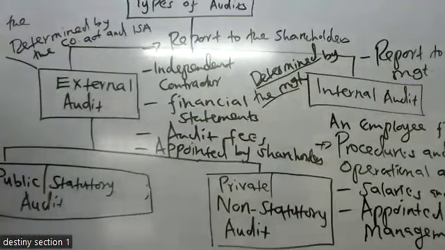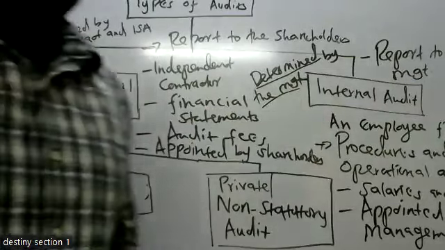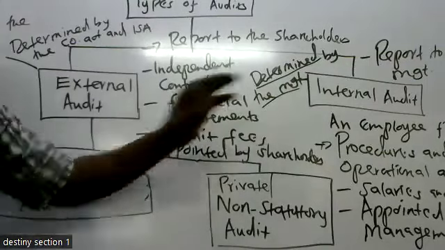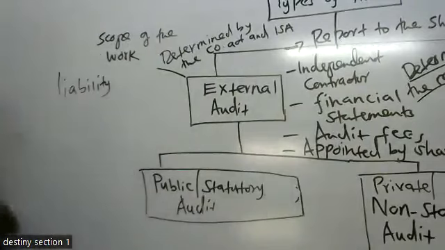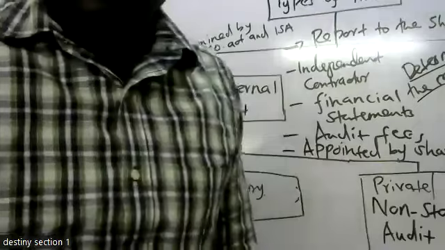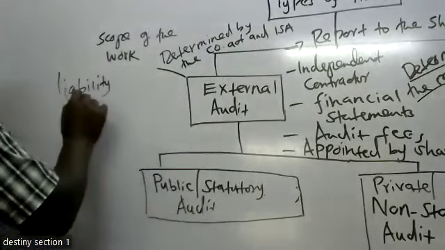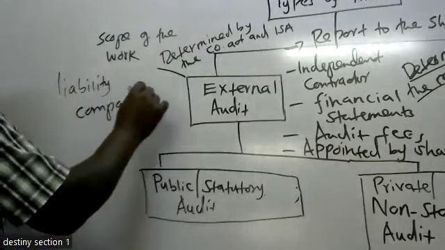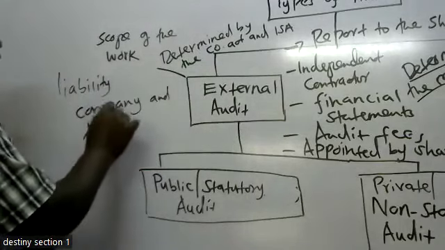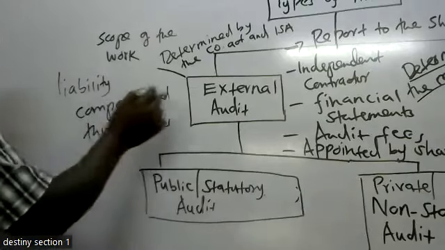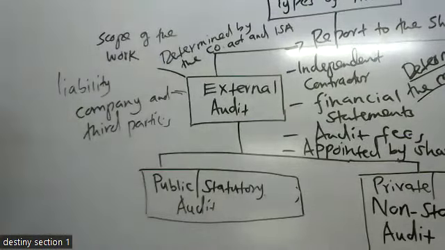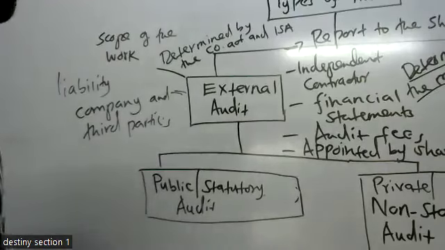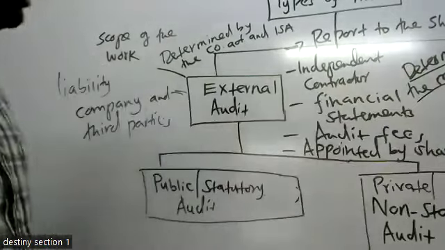It's the managers who will tell what roles, what responsibility, what procedures are to be performed by the internal auditors. The other one is in terms of the liability of these auditors. So the external auditor, his liability goes to the company and third parties also. That means the company can sue the auditor, and those third parties can also sue the auditor in the individual capacity in case of negligence or any other liability matters. The internal auditors' liability is only limited to the company.